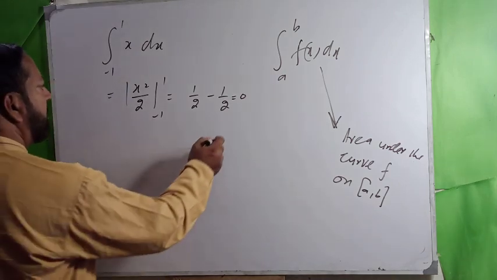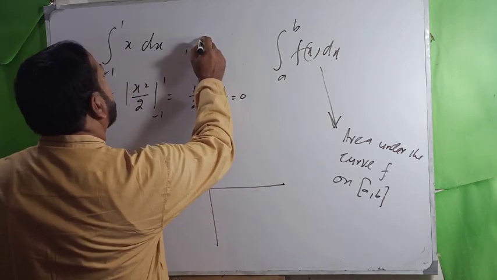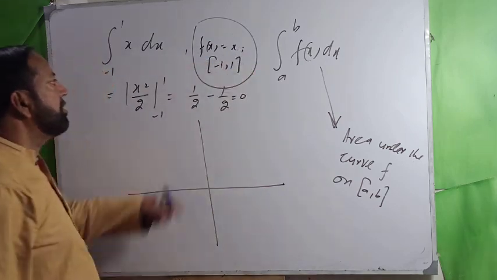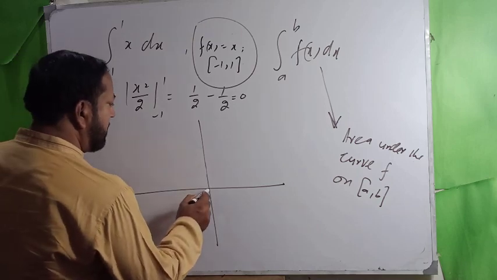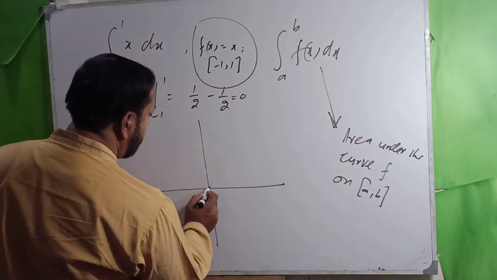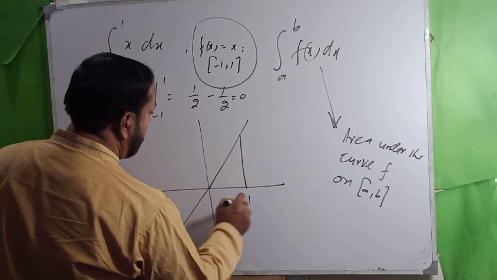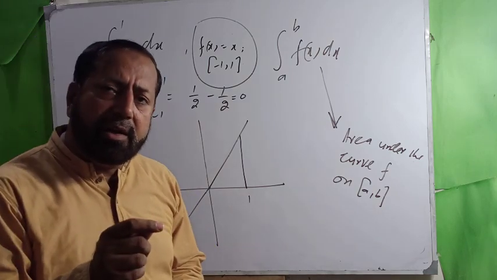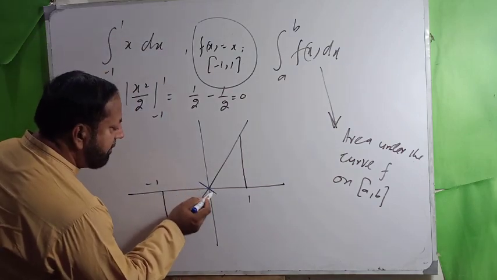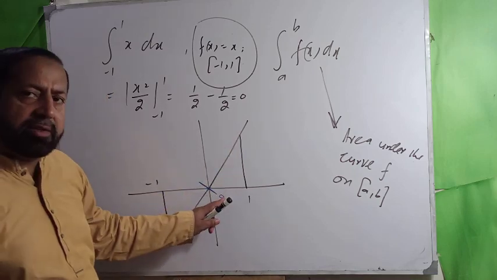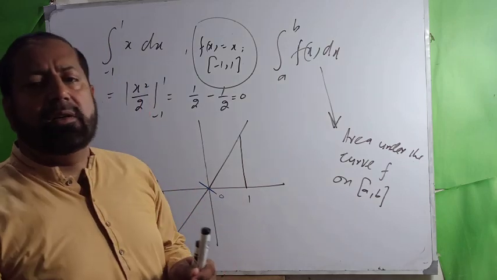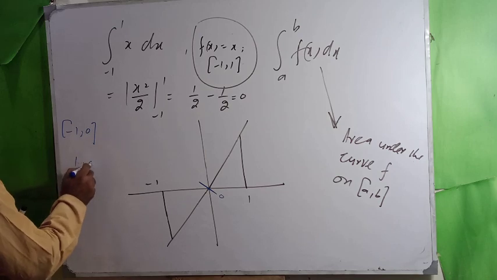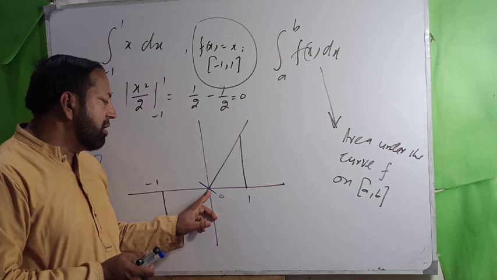If you see the graph of this function, here the function is f(x) equal to x and the interval is minus 1 to 1. You are taking this function f(x) equal to x on minus 1 to 1. It's a straight line, right? And say this is your 1 and this is your minus 1. Why are we getting area 0? In fact, we are finding the integral, we are not finding the area. You see here, this is the point 0, where this function is crossing the x-axis. So your interval has been divided into two sub-intervals: minus 1 to 0 is one interval and the other is 0 to 1. And this is the point where the function is crossing the x-axis.